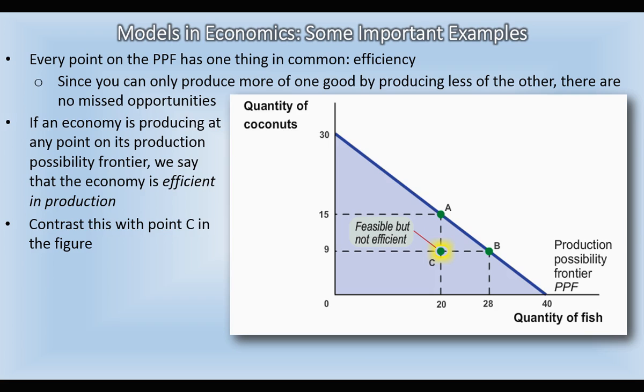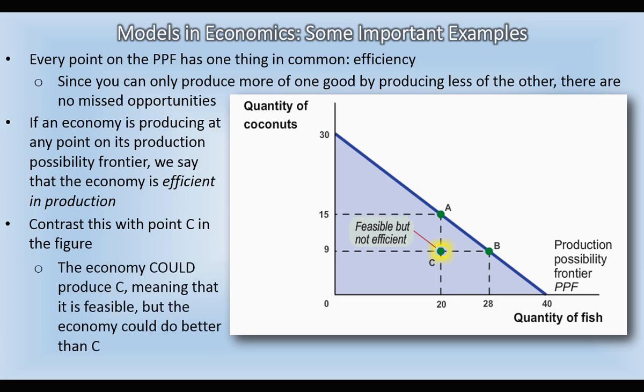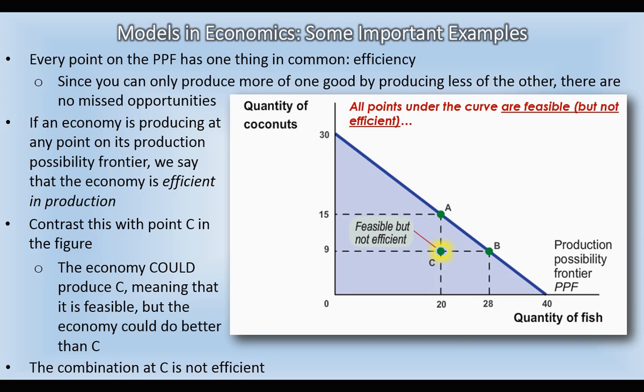When you're doing that, you are at a point where you can produce whatever it is you're producing. So it's called feasible. It's doable, it's feasible, but it's not efficient. You could be producing more of either good by moving up to the production possibility frontier. So the economy could produce C, meaning that it's feasible, but the economy could do better than C. The combination at C is not efficient. You're only efficient in production when you're producing on the production possibility frontier.